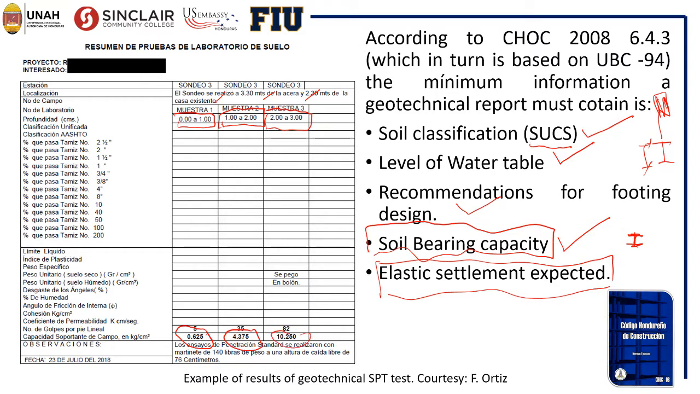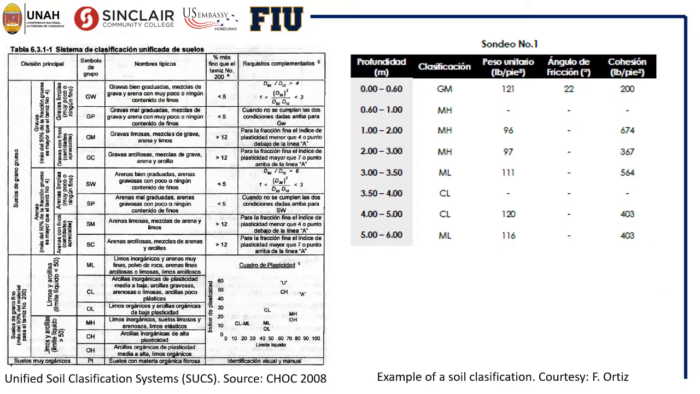This value is expressed in kilograms per square centimeter, which means, for example, that at a depth between 1 and 2 meters, the soil bearing capacity in this stratum can be expected to be a force of 4.37 kilograms per square centimeter. That's the bearing capacity.